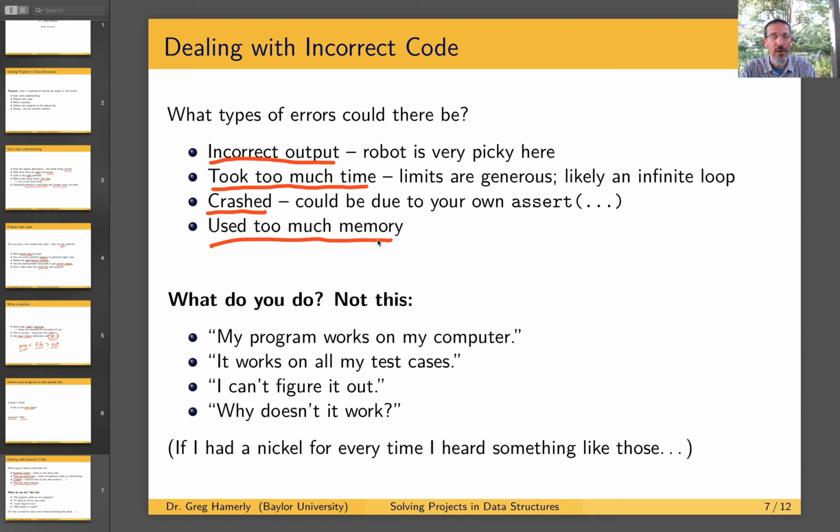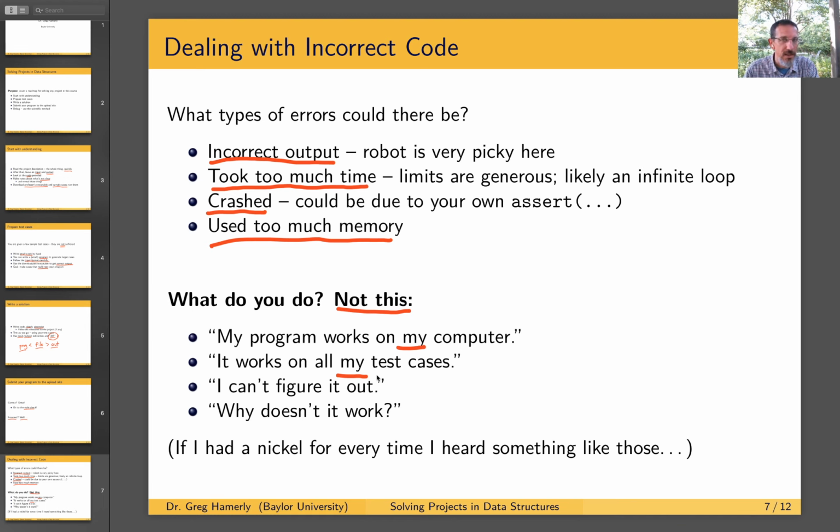If your program fails due to one of these errors, what do you do? Well, you do not do this. You do not come to me or someone else and say, well, my program works on my computer. Great, but it doesn't work on the robot. It works on all my test cases. Yes, but the robot has different test cases that it's not sharing with you, unfortunately.